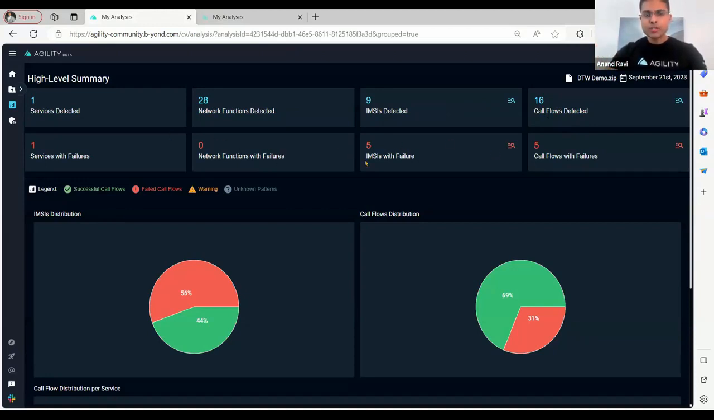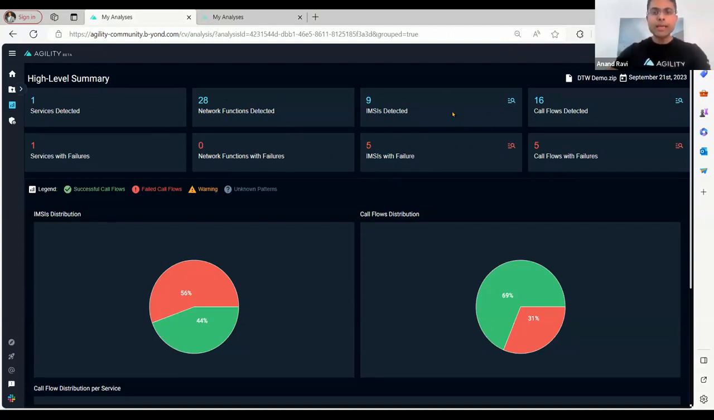Along with that, Agility also provides the pass-fail distribution. Of course, the top level is the more high-level picture, but out of that, it's also providing the health of each of these KPIs, which means how many network functions were impacted with failures, how many subscribers were really impacted with catastrophic failures, and how many of those call flows were impacted as well, right?